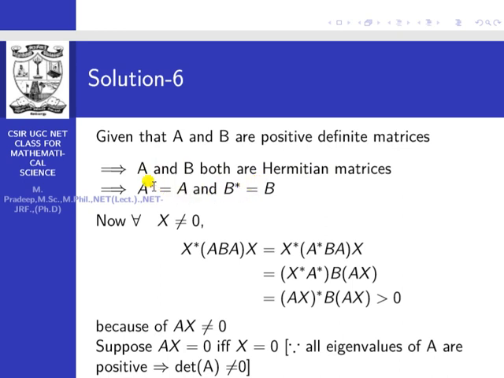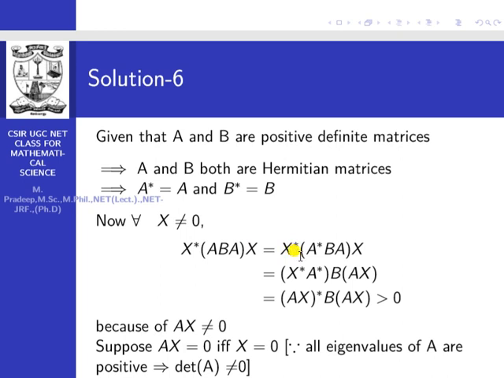A star means the conjugate transpose, the transpose of the conjugate matrix. So for all x not equal to 0, we want to find out whether ABA is positive definite or not. So I will take x star ABA x.